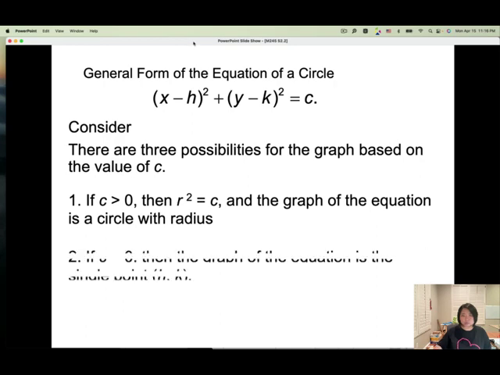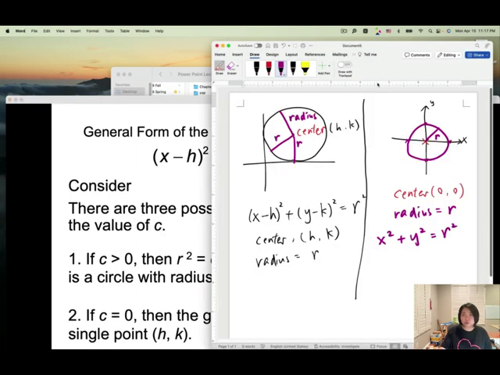Second one, when c equal to 0, then the graph of the equation is a single point, okay? This equals 0, I still have the center, but think about it. When the distance or the radius equals 0, then your circle looks like a point, okay? Just like this. One point for the center, that's r equal to 0. That's no radius, so r equal to 0.